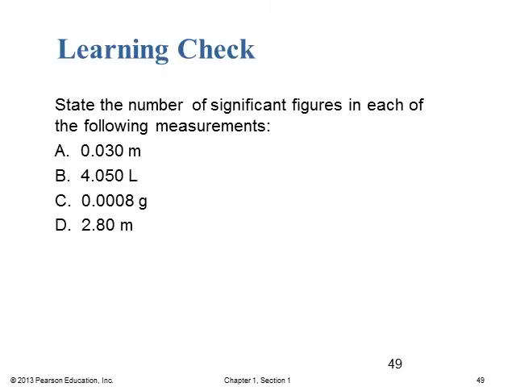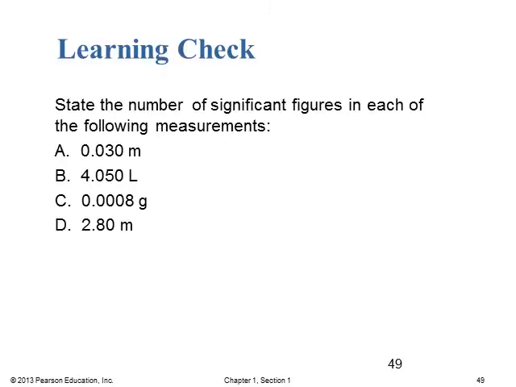0.030. So those digits before the non-zero digit are not going to be significant. So the 0.0 in A is not significant. But that 0 after the 3, since it's after a decimal point, is significant. So in A, there are 2 significant figures.